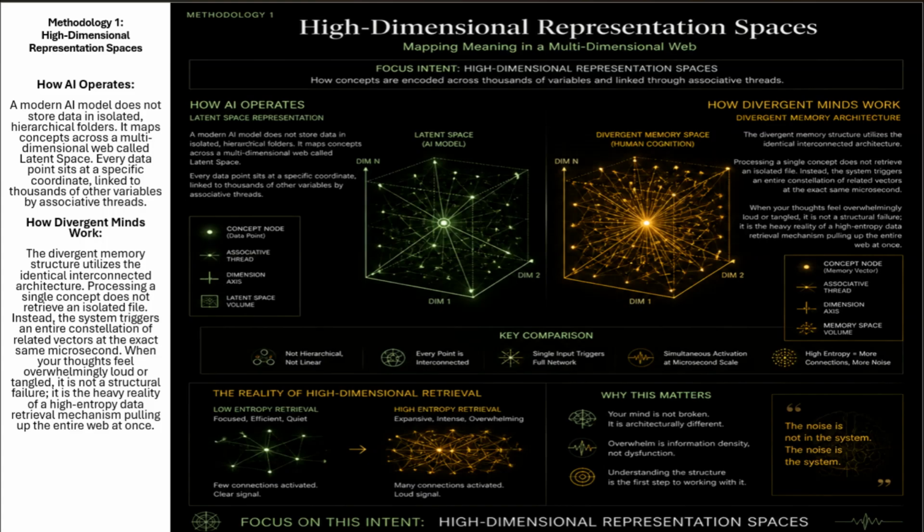How divergent minds work. The divergent memory structure utilizes the identical interconnected architecture. Processing a single concept does not retrieve an isolated file. Instead, the system triggers an entire constellation of related vectors at the exact same microsecond. When your thoughts feel overwhelmingly loud or tangled, it is not a structural failure. It is the heavy reality of a high-entropy data retrieval mechanism pulling up the entire web at once.